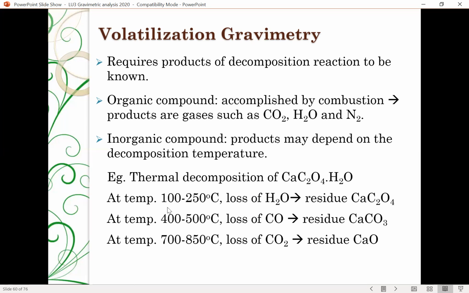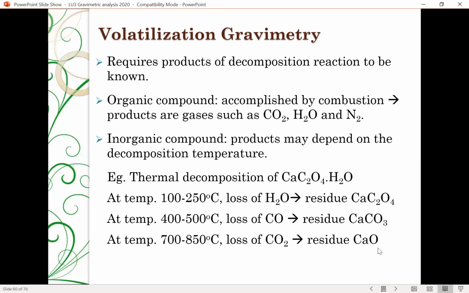Let's say at a temperature between 100 degrees Celsius and 250 degrees Celsius, normally the loss is the water content, which is H2O. So the residue will become CaC2O4. At a temperature of 400 to 500 degrees, the loss will be carbon monoxide, so the residue left after the gravimetric analysis is CaCO3. And at a higher temperature, let's say 700 to 850 degrees Celsius, we will lose CO2, which gives us the residue in the form of CaO.